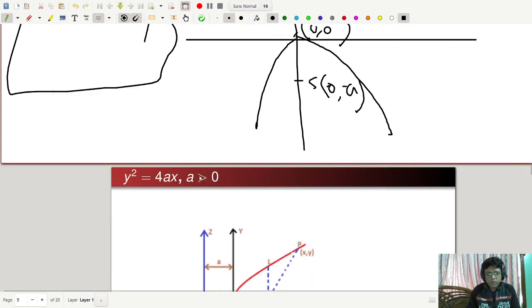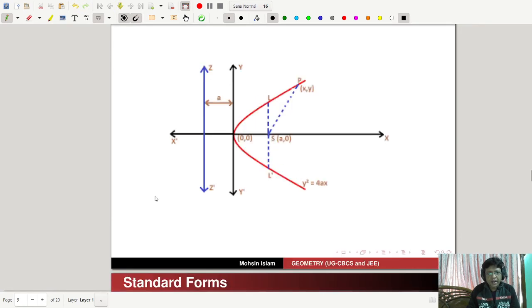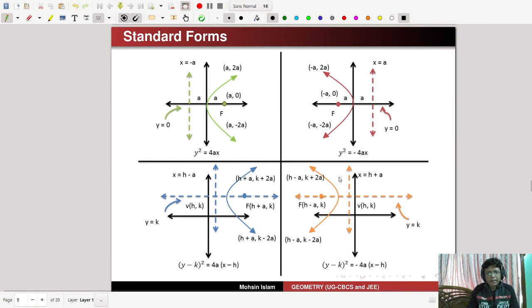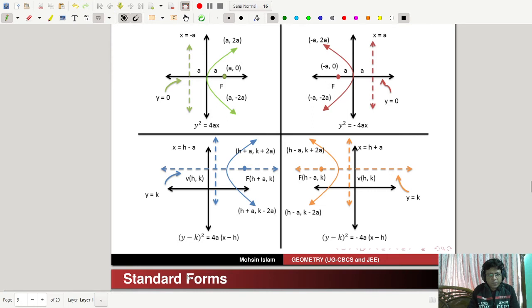Okay, so let me show you. This is the diagram. I already explained this diagram, and there are four types. The first one is y square equal to 4ax, and y square equal to minus 4ax. This will help you in graphing the parabola. Graphical knowledge is very, very important, and I will explain this part also.